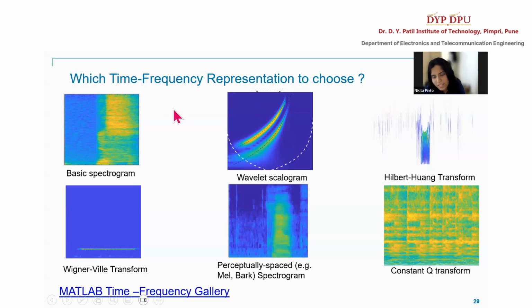If you have a signal that is moving very slowly or not too fast, then you may want to use a spectrogram because a spectrogram is easier to compute. If you're doing something with speech processing, then a good option would be a mel or a Bark spectrogram because these are optimized for speech processing applications, right? And so on and so forth, right? If you're interested in knowing a little more about that, you can visit the time frequency gallery here.